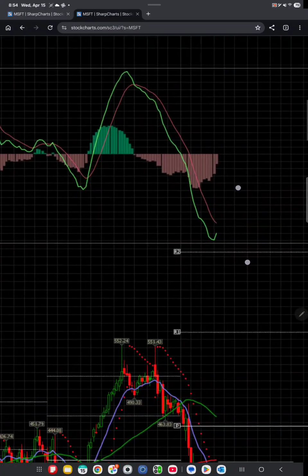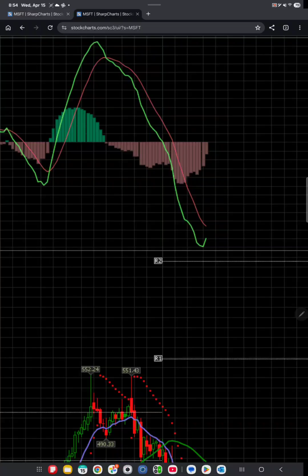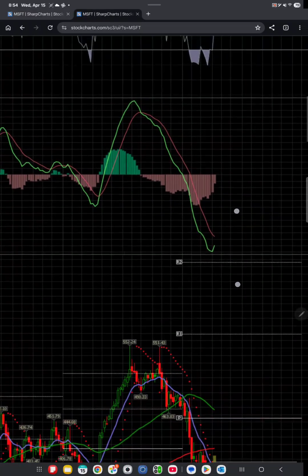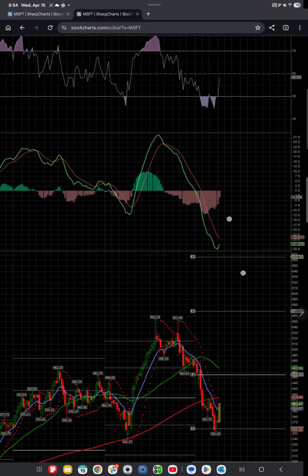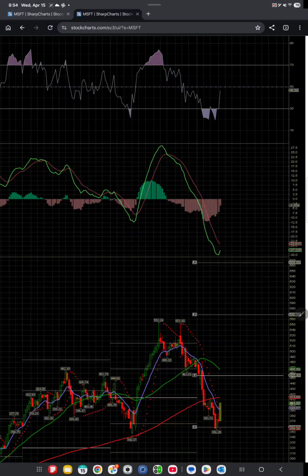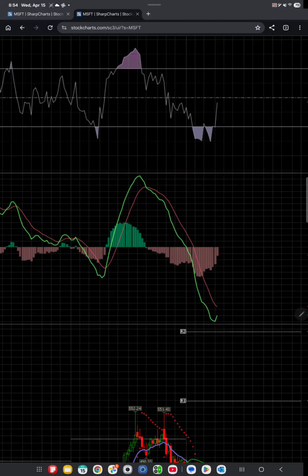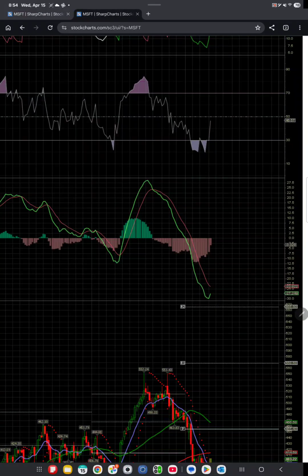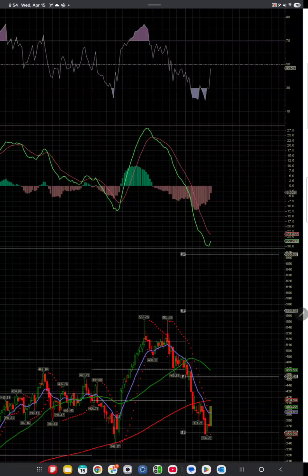So MACD got a hook here. The histogram will be green when the green and red have crossover. The weekly chart moves slowly, but is very, very solid. And the RSI is up. However, it might take a correction here, and you're going to pick up. So you need to pull back a little bit on the way up.